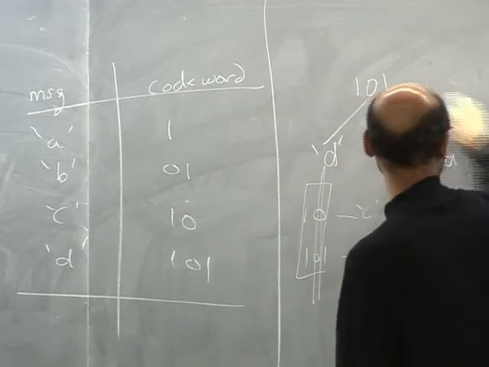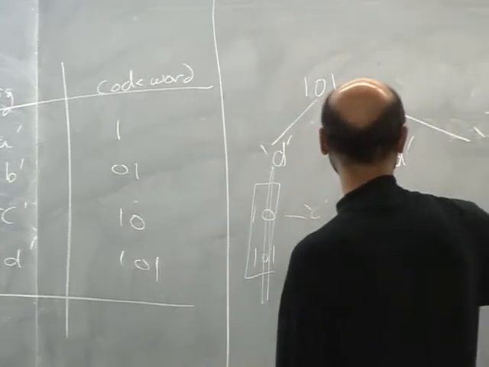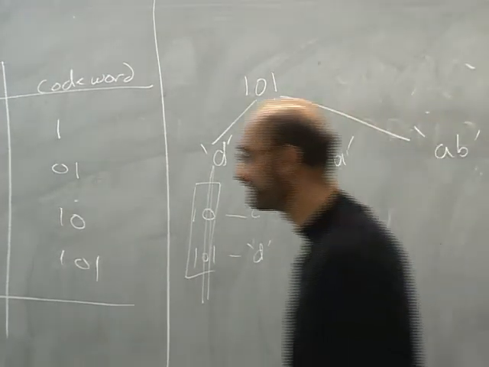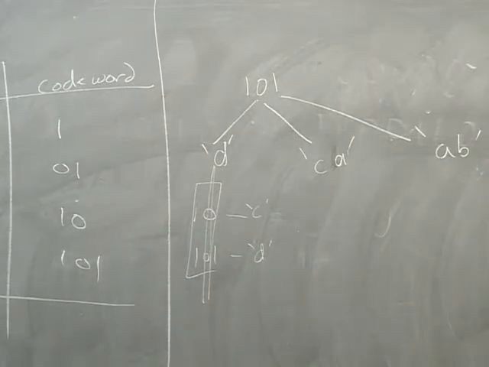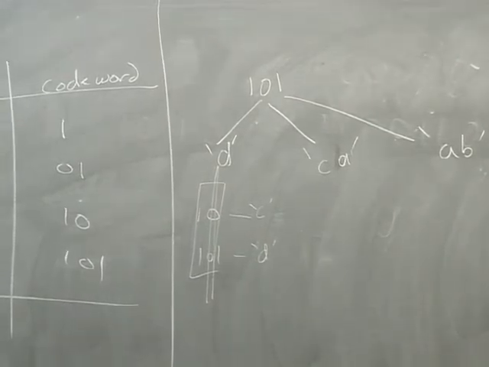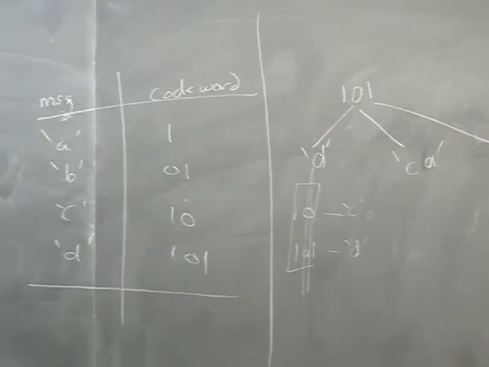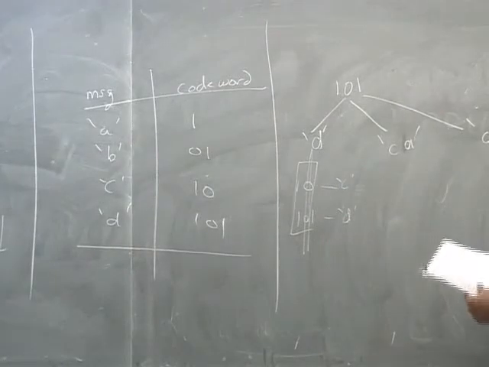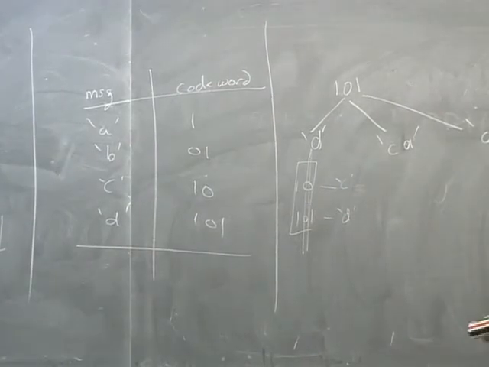So this is a pretty terrible code, actually. Of course I chose it to be bad. In real life it's not so easy to find, but this was meant to be really terrible. So those are the answers to those two questions. It's neither instantaneous nor unambiguous.